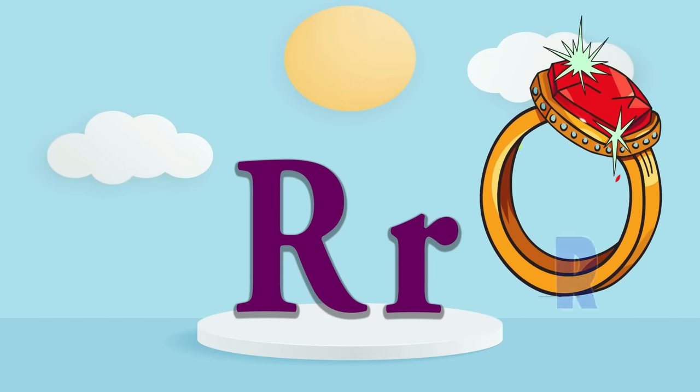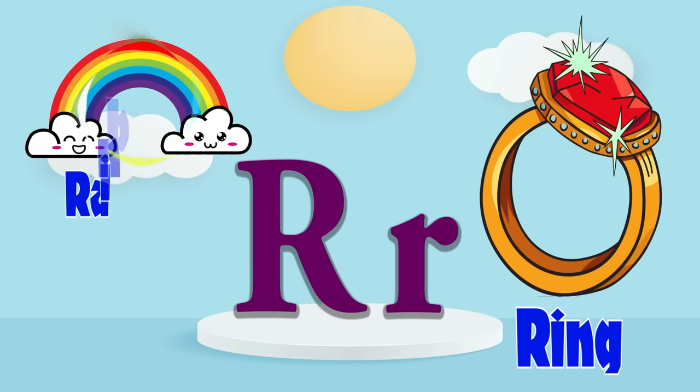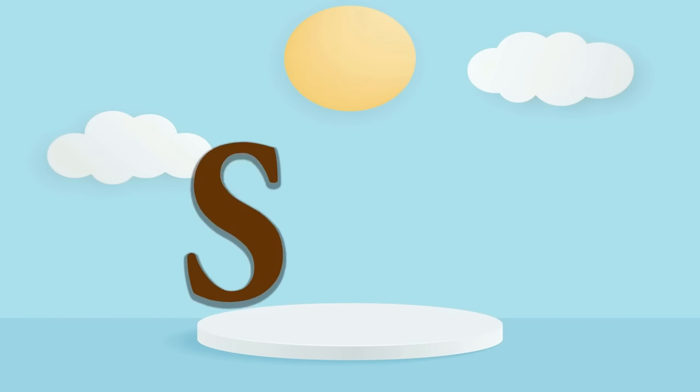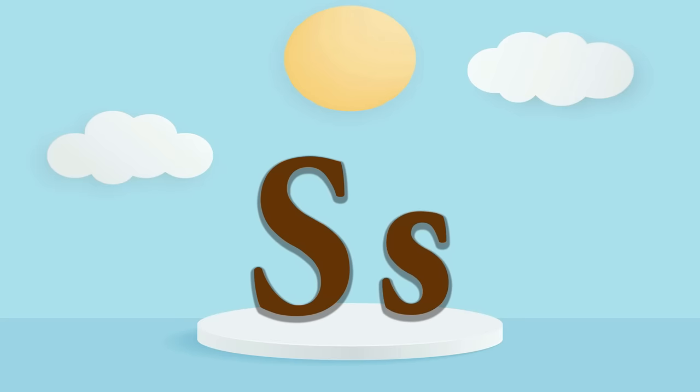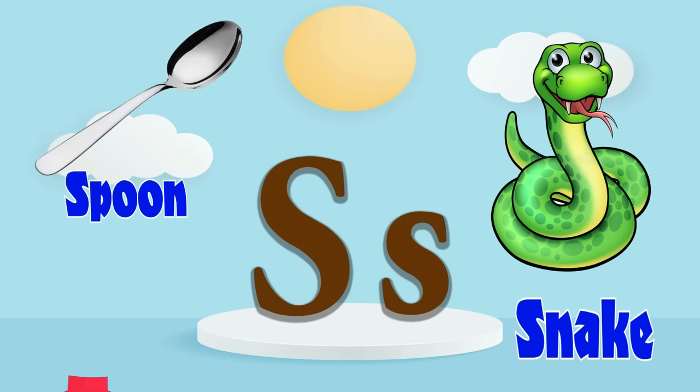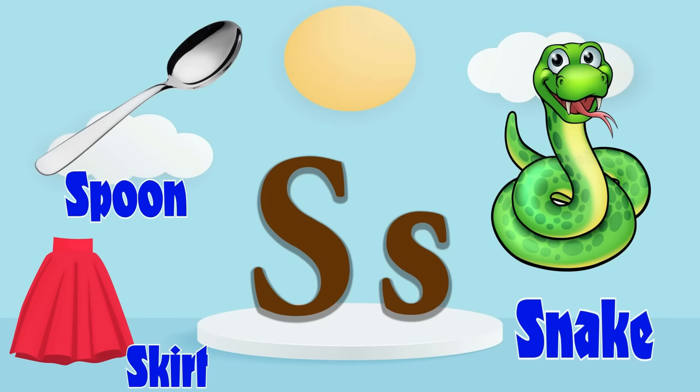R for ring. R for rainbow. R for rabbit. R for ring, rainbow and rabbit. S for snake. S for spoon. S for skirt. S for snake, spoon and skirt.